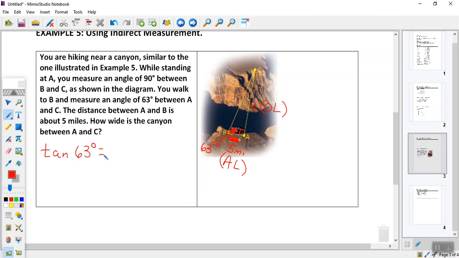Okay, by definition, tangent is defined as what over what? Opposite leg over the... adjacent leg. So what over what in terms of our measurements or our variables? X over y.